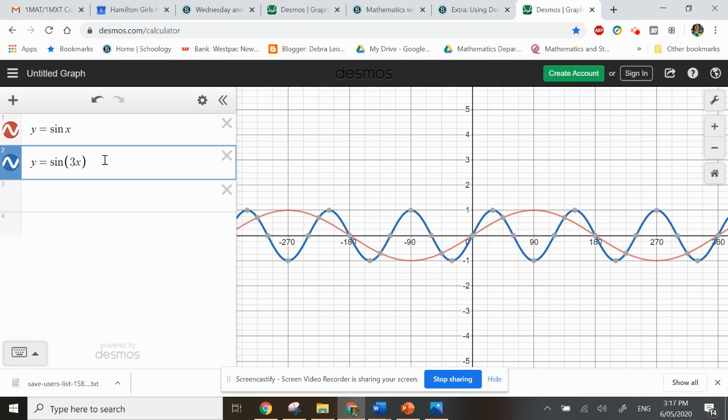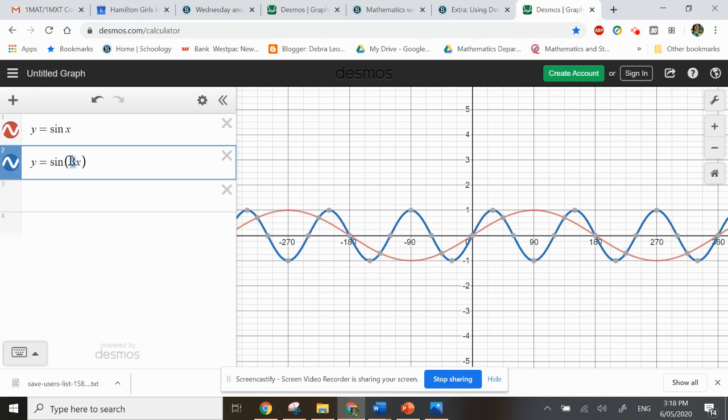Take 360 divided by 3, the number that's sitting here. If you do it in terms of pi, that would be 2 pi, which is 360 degrees, 2 pi divided by 3. So 2 pi over 3 would be the period of the curve, which looks like sine of 3x. Okay, so that's how you manage the b's.